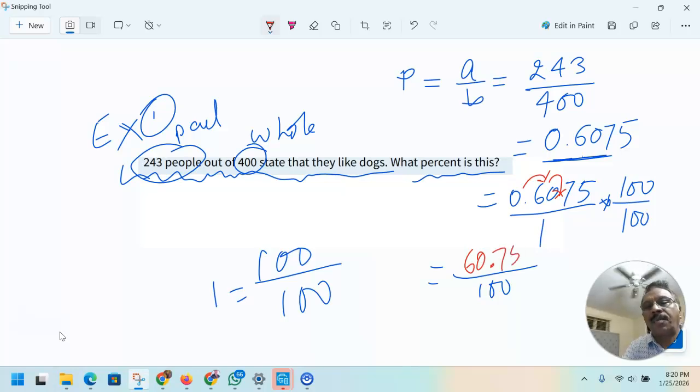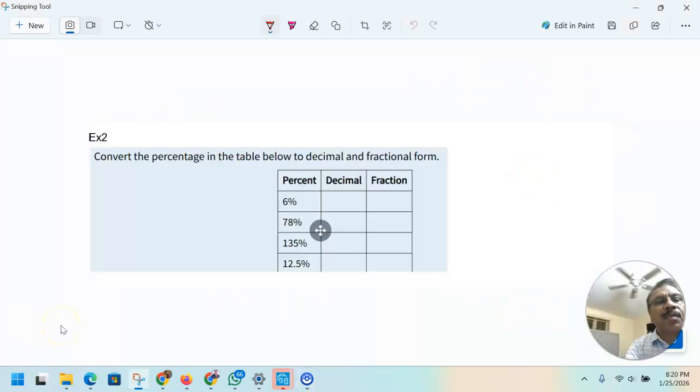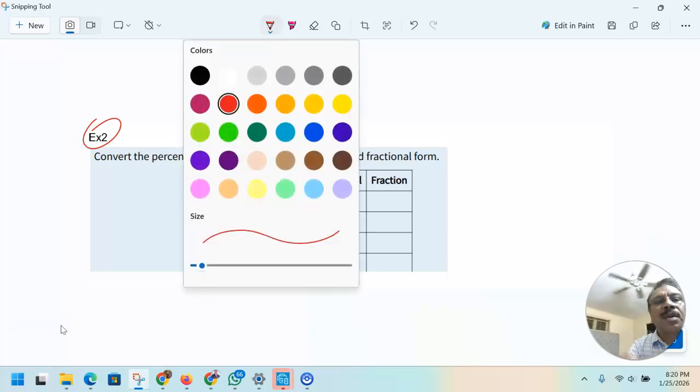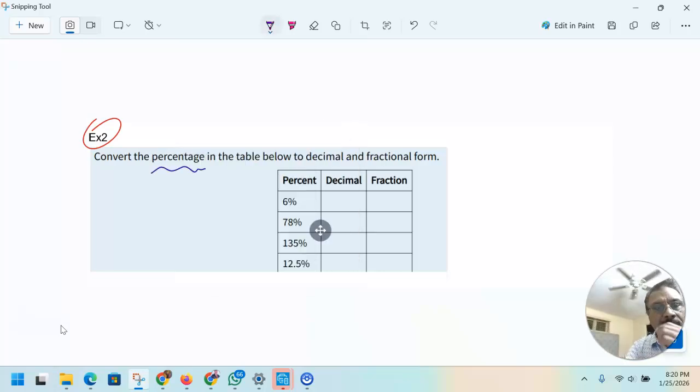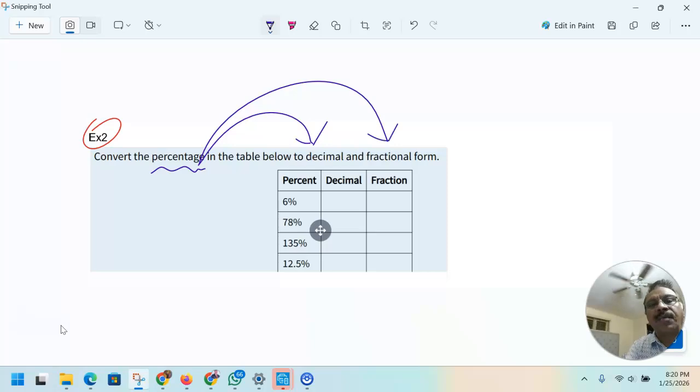So your final answer is 60.75. What does that basically mean? It is 60.75 out of 100, which basically means 60.75%. Whenever the denominator is 100, you just put a percent. Let's take example number 2. Convert the percentages in the table below to either a decimal or a fraction.